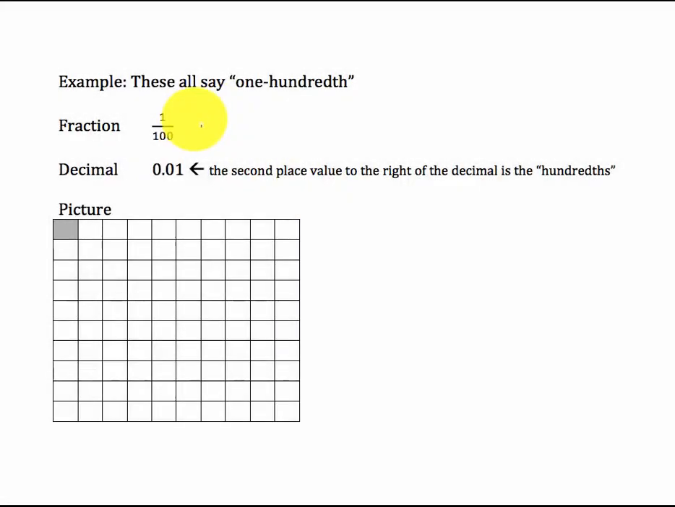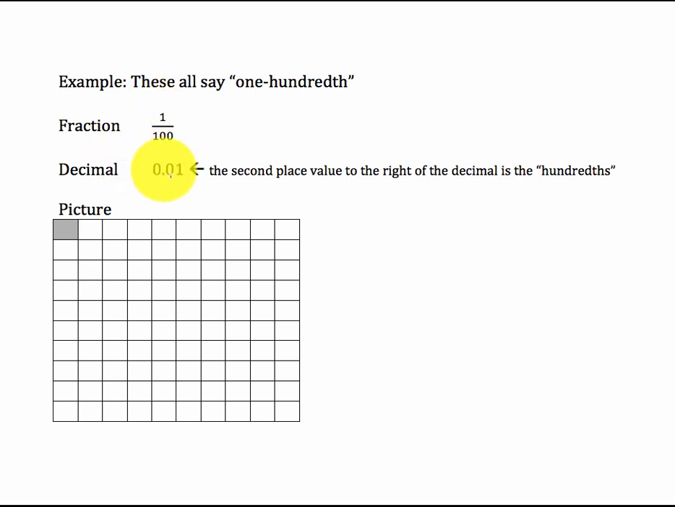If we're looking at hundredths, again, as a fraction, decimal, and picture, 1/100th as a fraction is 1 over 100. As a decimal, it's 0.01. So this 0 here is very important. If we didn't have that 0, then it would just be 0.1, and that would say 1/10.